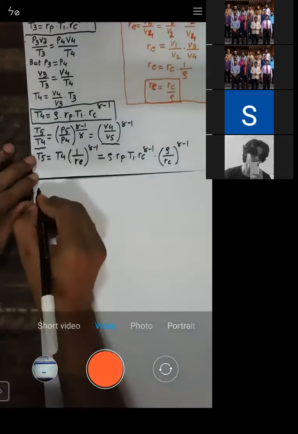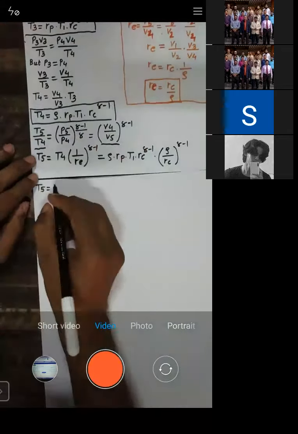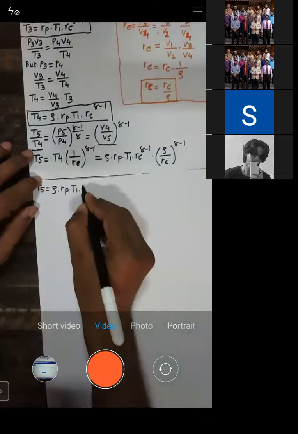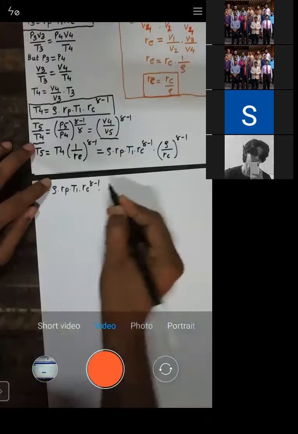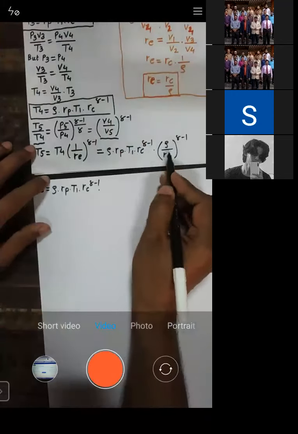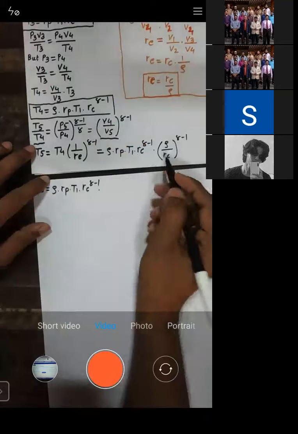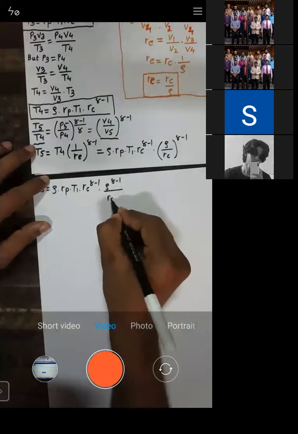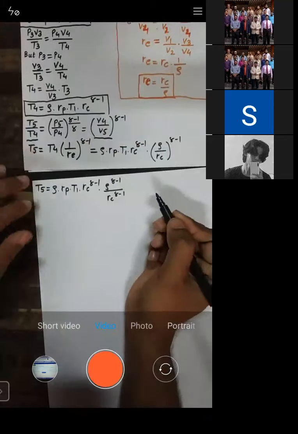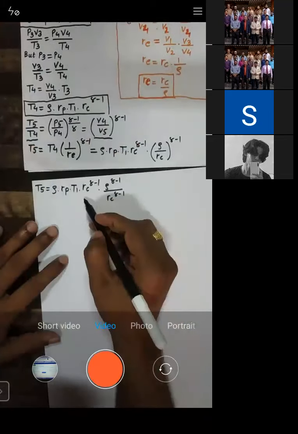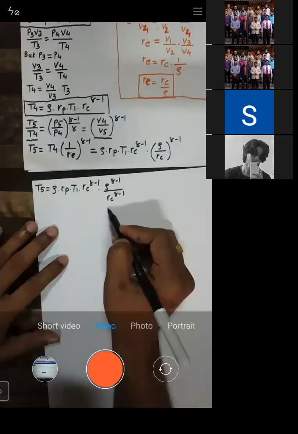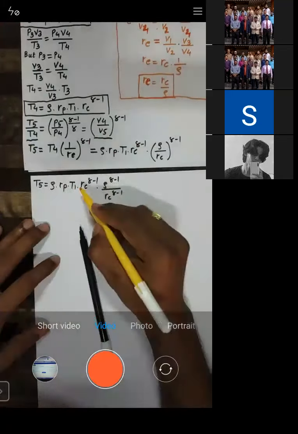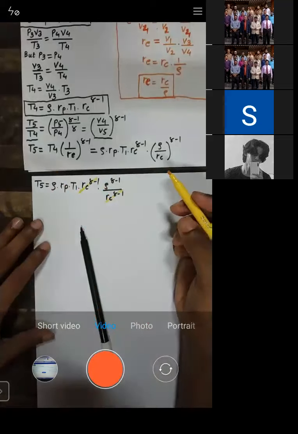So T5 is given by rho Rp into T1 into Rc raised to power gamma minus 1, written as it is. Now this power you need to give to both numerator as well as denominator, so rho raised to power gamma minus 1 upon Rc raised to power gamma minus 1. So this Rc raised to power gamma minus 1 gets cancelled.